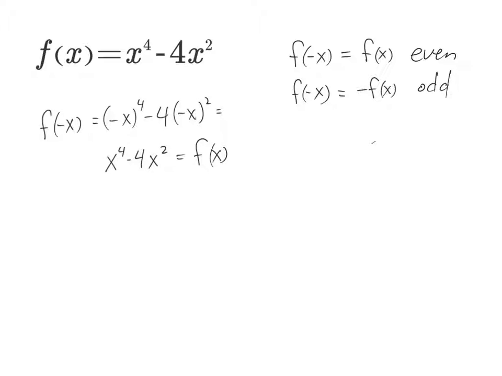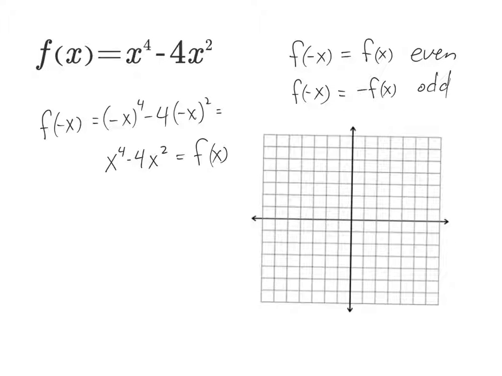Now I need to graph it. So I don't know what this graph is going to look like. I haven't used it as a parent function. So what I'm going to do is just plot a bunch of points. So I'm going to have x's here and my f of x here. So I'm going to plug in 0, 1, and 2. The reason I'm not doing negatives is because I know that whatever happens over here, it's going to be exactly symmetrical over here because I know it's even.